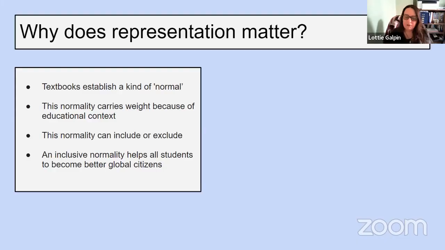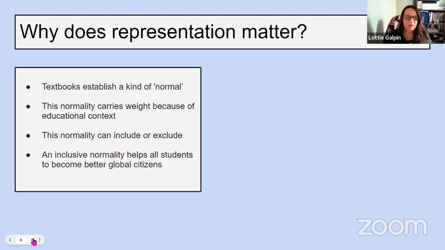And so it's helpful for those people we're representing, but I also think it's helpful, as I think Silvina said, for everybody, because we need to learn about different lived experiences, and by learning about those different lived experiences, we learn to become better global citizens. We learn those 21st century skills of empathy and understanding. So representation matters in a general sense because it can include or exclude, and it can help educate all of us a little bit better about the world.